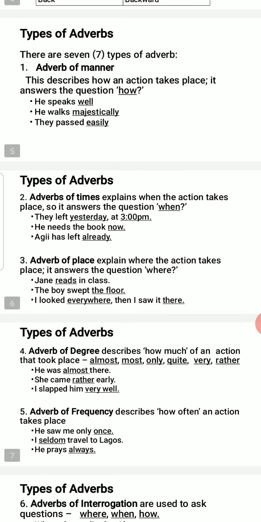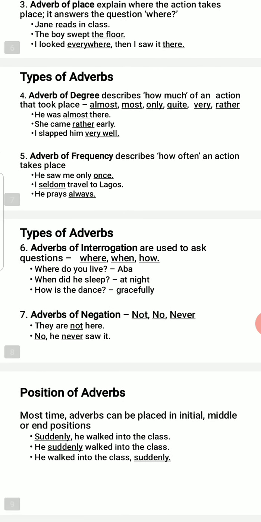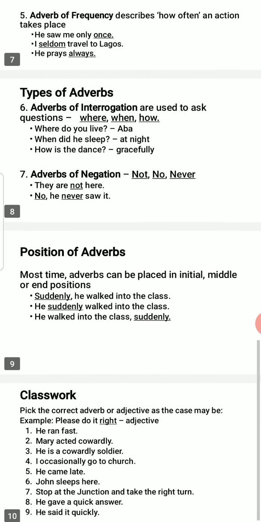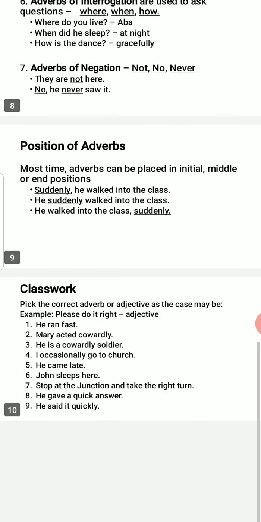Then we went further to talk about types of adverbs, and they are just 7 in number. Adverb of manner, adverb of time, adverb of place, adverb of degree, adverb of frequency, adverb of interrogation, and the adverb of negation, which is the last but not the least. Then we rounded it off by talking about the position of an adverb, which can be at the beginning of the sentence, in the middle of the sentence, or at the end of the sentence.